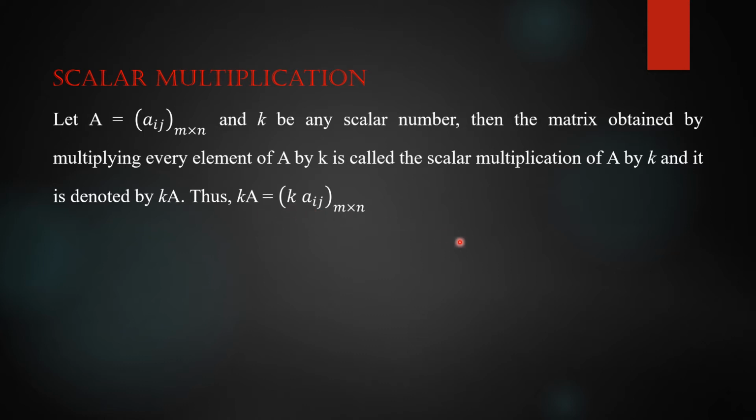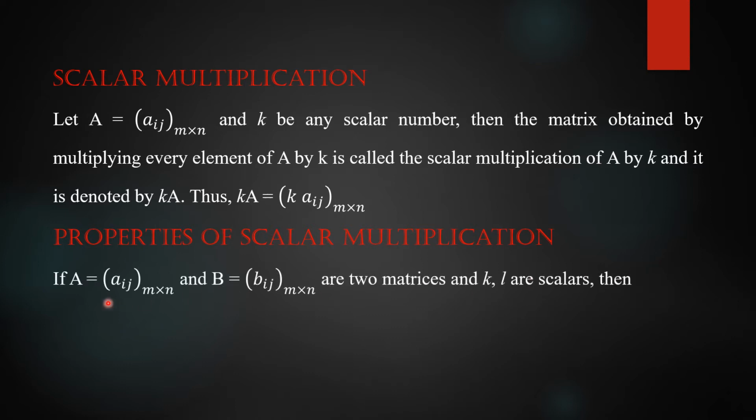Okay, so let me take two properties here. Properties of scalar multiplication, very simple. Number one, A and B are two matrices, and k and l are two scalar numbers. The first property is k into (A plus B) will be equal to kA plus kB. Very simple. And the second one, (k plus l) whole into A will be equal to kA plus lA. Very simple. Okay.